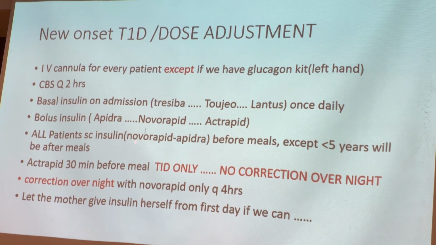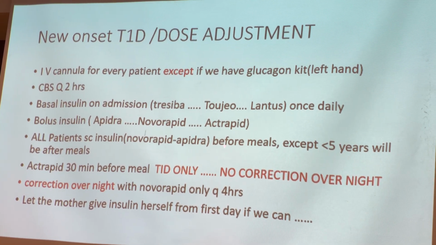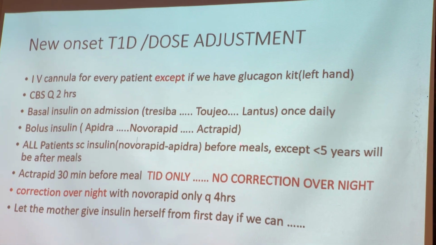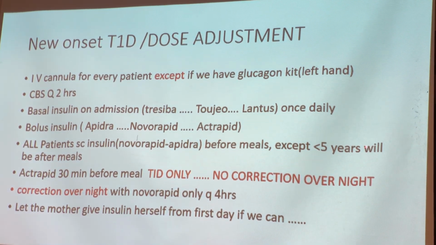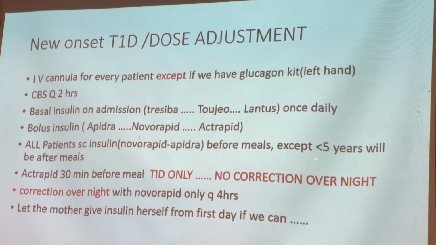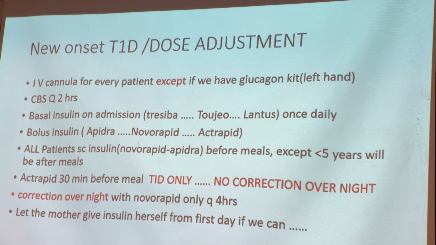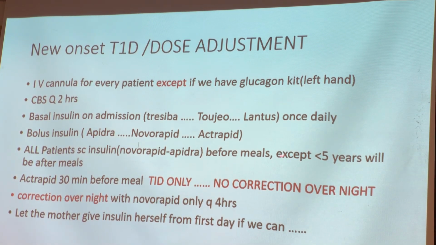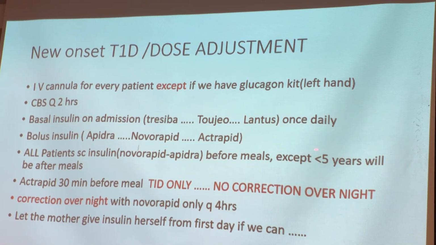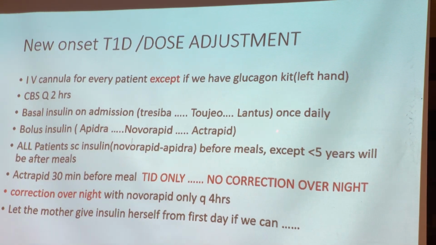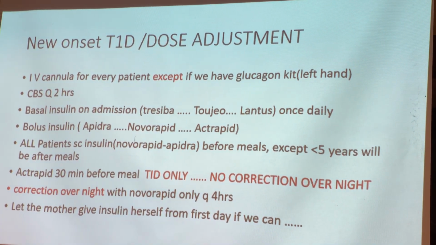All patients on sub-Q insulin, Novorapid or Pedia, will take it just before meals or within the meal, except if the patient is less than 5 years, he will take it after the meal, because we cannot detect how many carbs he will eat. Clear? This point is very important because it caused some problems last week because we had 2 admissions. One is 4 years and one is 7 years. Okay, clear?